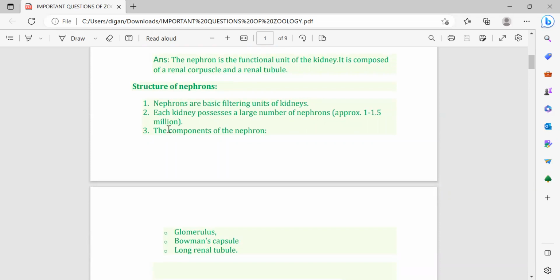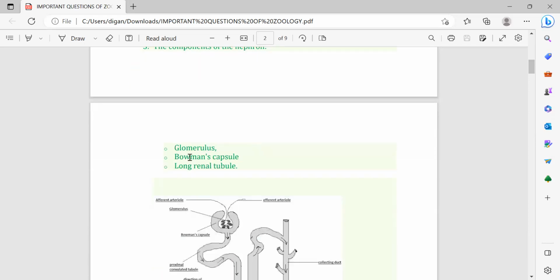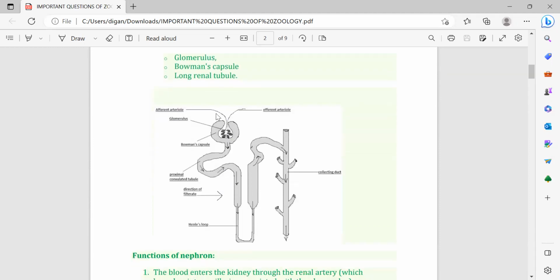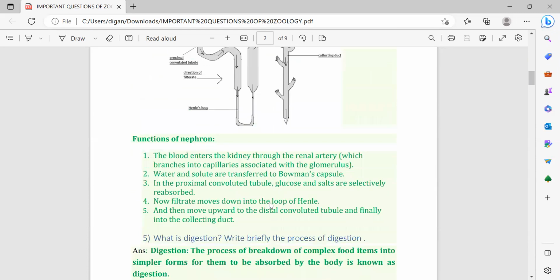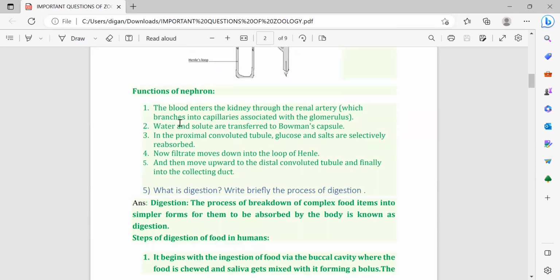Nephrons are the basic filtration unit of the kidney. This is the 1 mark question. Then each kidney possesses a large number of nephrons, approximately 1 to 1.5 million. The components of a nephron are the glomerulus, Bowman's capsule, and long renal tubules. And this is the structure. I am giving you the easiest structure. So this is the structure of the nephron, and these are the functions of the nephron. Here I am giving you 5 functions. If possible, write 5. Otherwise, you can write 4 also.